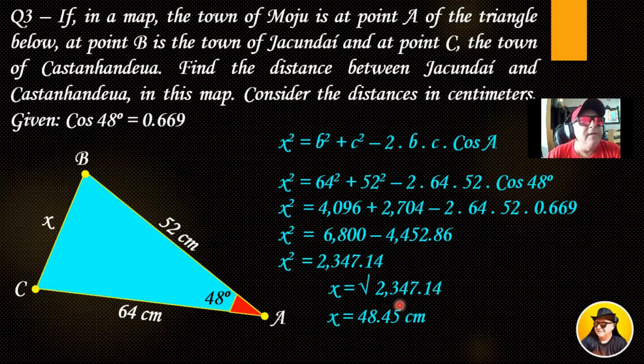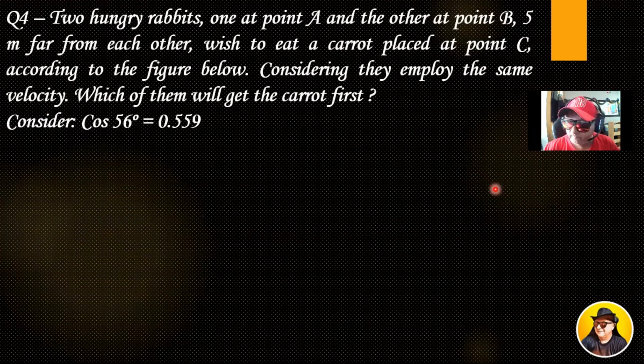All right? So finally, let's go to question 4. Okay, let's see question number 4. Two hungry rabbits, one at point A and the other at point B, 5 meters far from each other, wish to eat a carrot placed at point C, according to the figure below. Considering they employ the same velocity, which of them will get the carrot first? So consider the cosine of 56 degrees is 0.559.